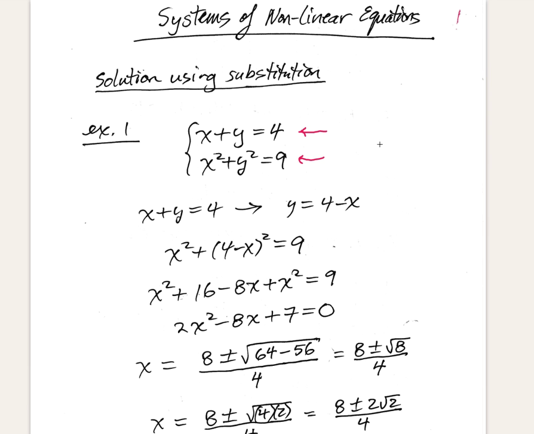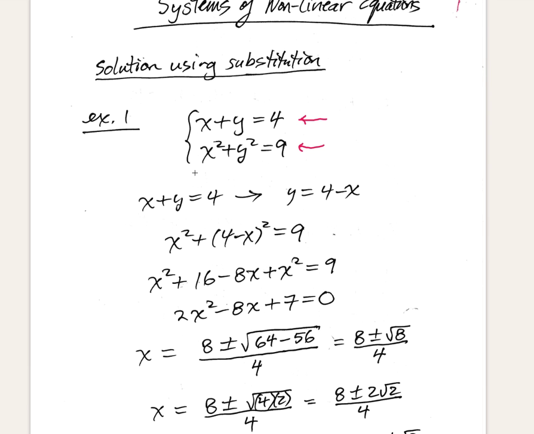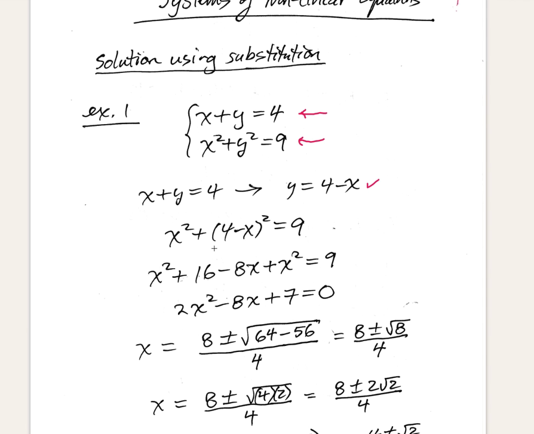Let's use the substitution method here. Now I did the following. You could do it slightly differently, but I solved for y in terms of x using the first equation, the linear one. You can see if x plus y is 4, that implies that y is 4 minus x. So in the second equation, you can see what I've done with parentheses here: instead of x squared plus y squared is 9, I have x squared plus (4 minus x) squared is 9. Don't forget your parentheses.